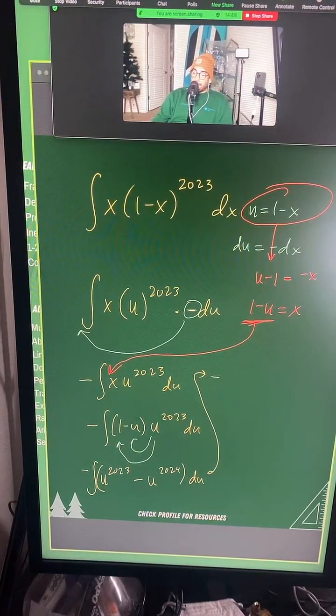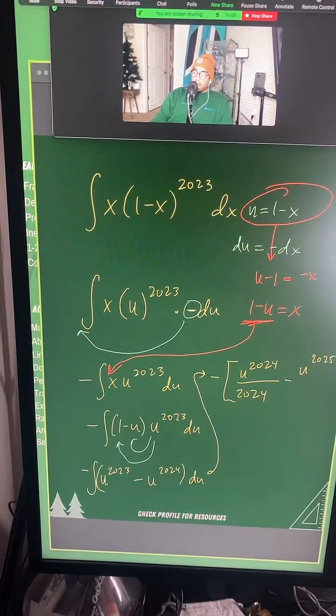So we have negative, and then this is u to the power of 2024 over 2024 minus u to the power of 2025 over 2025, and then the plus c. Hopefully you can kind of see it on the window. If not, I'll write it at the end.